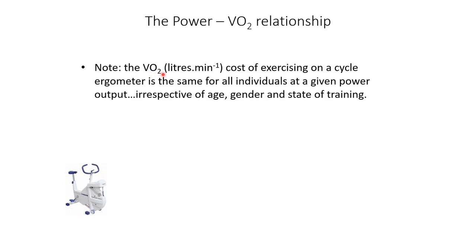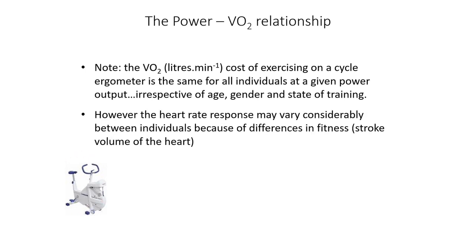So VO2 in absolute terms is measured in litres per minute. So that's how many litres of oxygen you're taking into your body and consuming while exercising, for example, on an exercise bike. Now, as I've said before, the VO2 at any age, gender, state of training for a submaximal power output is the same for everyone. Whereas heart rate can be quite different between individuals, depending on the fitness of the individual and their max heart rate.